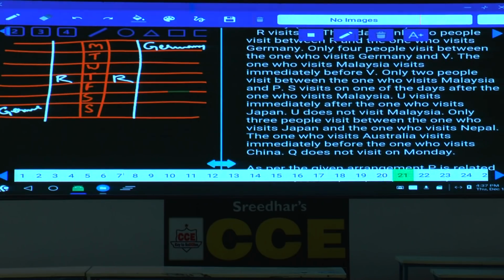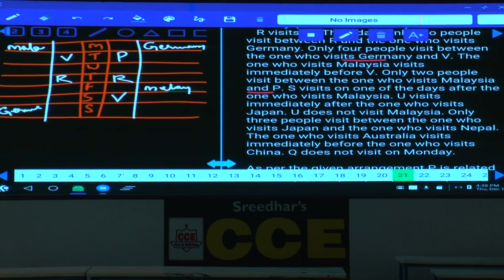Next, only 4 people visit between the one who visits Germany and V. Between Germany and V, how many persons should be there? There are 4 persons, and V must be here, that is Tuesday. And the one who visits Malaysia visits immediately before V. Who is that person here? Malaysia. Now this is Malaysia. And only 2 people visit between the one who visits Malaysia and P. Between Malaysia and P, how many persons are there?